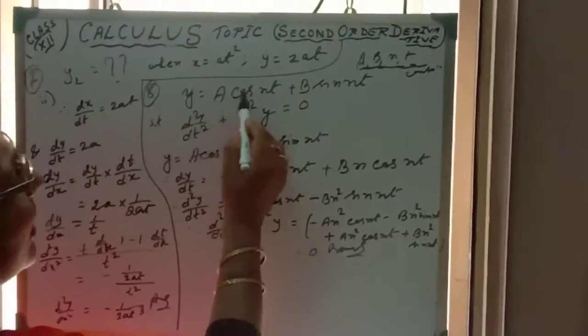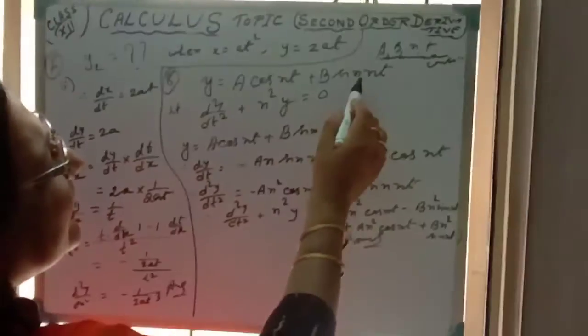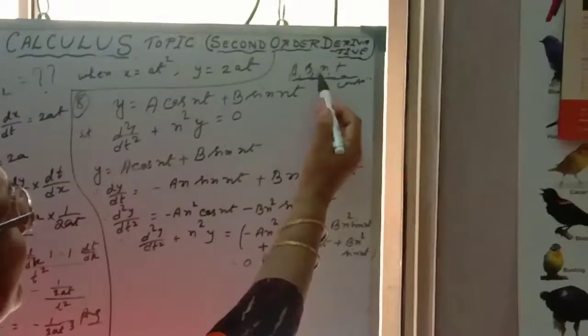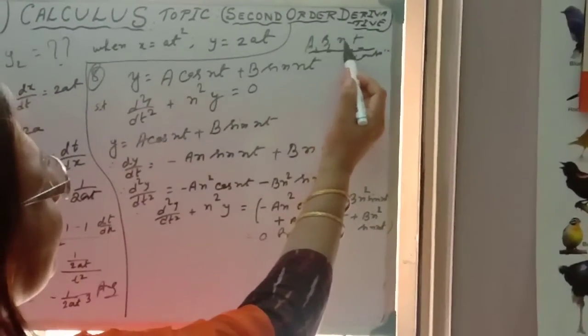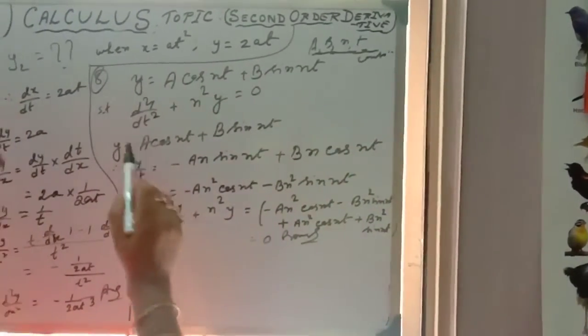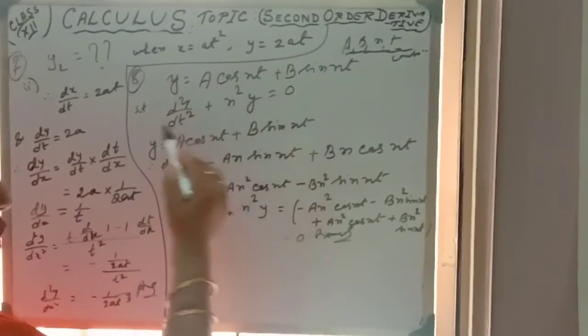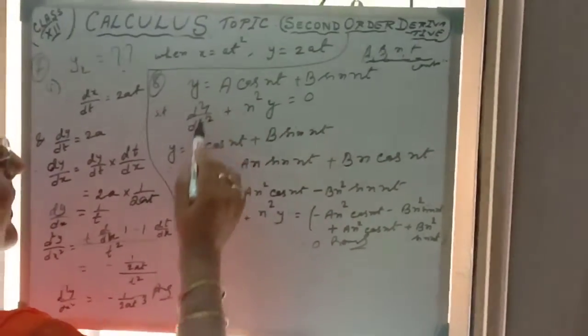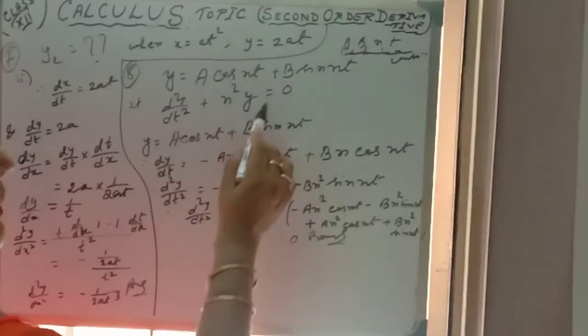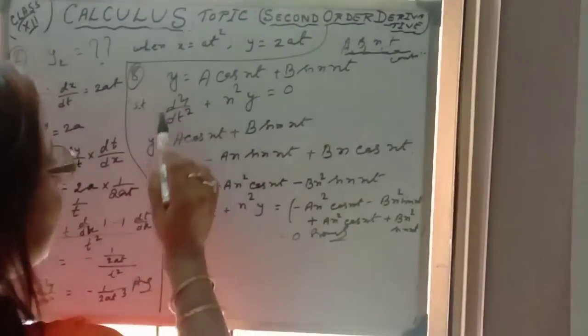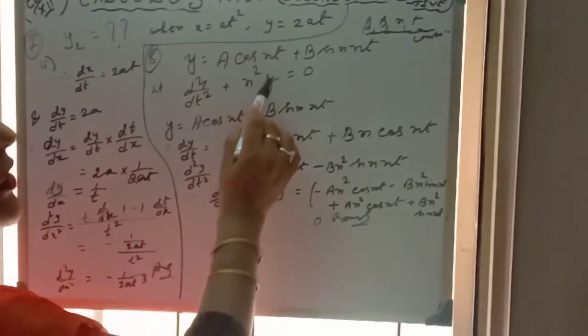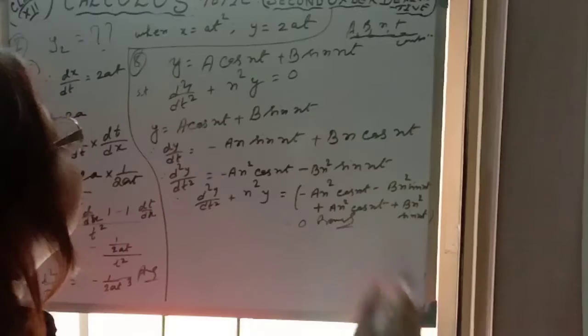y is equal to a cos nt plus b sin nt, where a, b, n and t are all constant terms. Now we have to show this expression: d2y/dt2 plus n square y is equal to 0. This we have to prove. d2y/dt2 plus n square y is equal to 0.